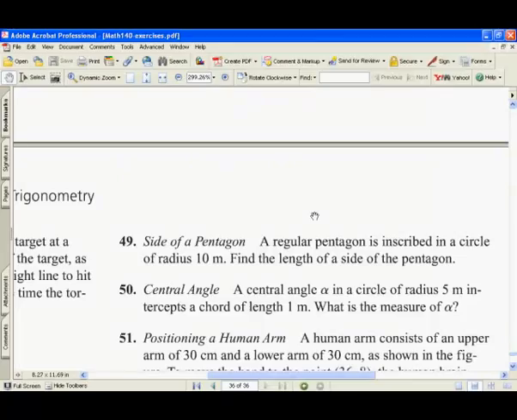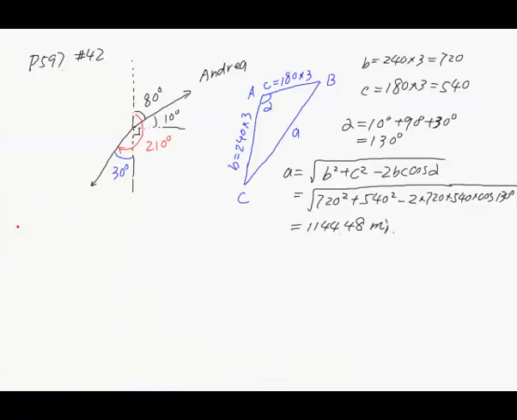Now let's look at page 598, problem 49. We need to find the side of a pentagon. So a regular pentagon is inscribed in a circle of radius 10 meters. Find the length of one side of this pentagon. Let's draw the sketch on the whiteboard. So this is page 598, problem 49. And let's first draw the circle.